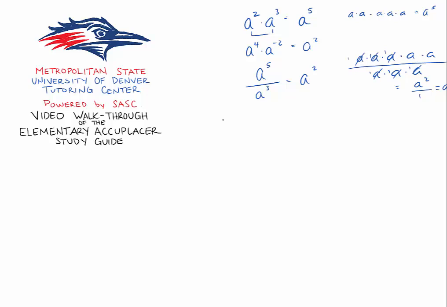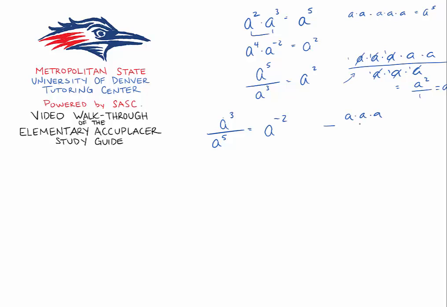But what if, and this is really what I wanted to get to, what if I have something like a cubed over a to the 5th? Well, the same rule applies, right? I should be able to subtract the exponents, right? And 3 minus 5, because I'm subtracting the exponents, would be a to the 3 minus 5, that's negative 2, right?